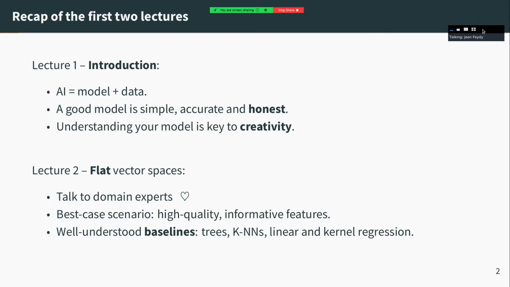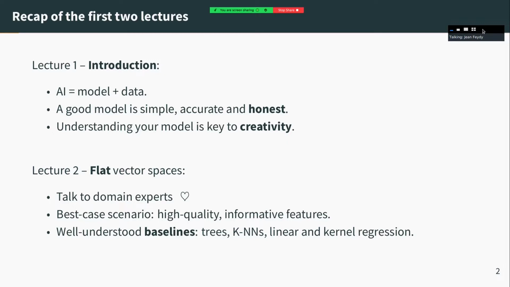So then last week, we studied essentially baselines on flat vector spaces. I insisted a lot on the fact that if you want to do good data science, if you want to do good machine learning research, you should talk to domain experts. So in my case, doctors, and that's why we're here. And ideally try to make it personal, make it a recurrent event, just have coffee breaks with doctors to understand the global context in which you do your research.